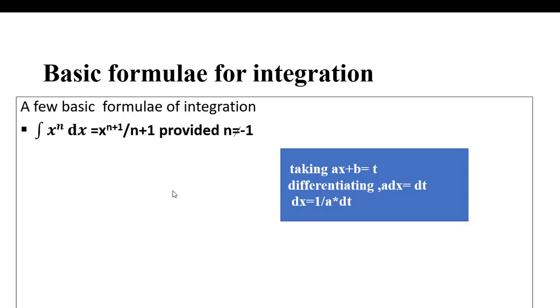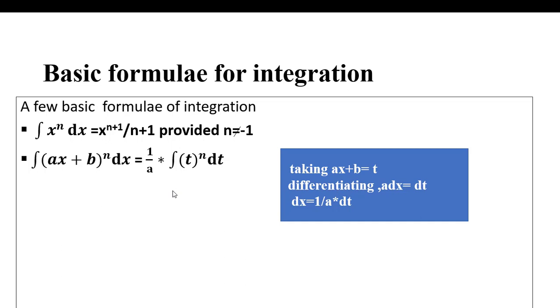If we have a function x raised to the power n dx, the integration will be x raised to the power n plus 1 divided by n plus 1, where n is not equal to minus 1. And another function we have is y equals (ax plus b) whole raised to the power n. We use a substitution for this. ax plus b can be written as t. By differentiating ax plus b, we get a dx; for b, it is constant, so it is 0. So a dx is equal to dt. Then we can write dx equals 1 by a into dt.